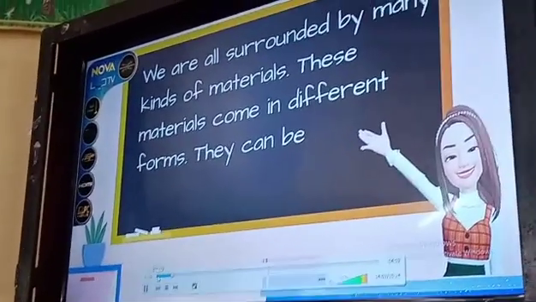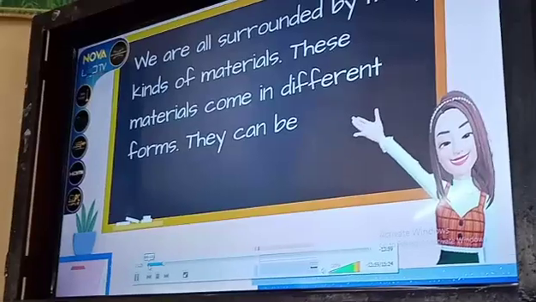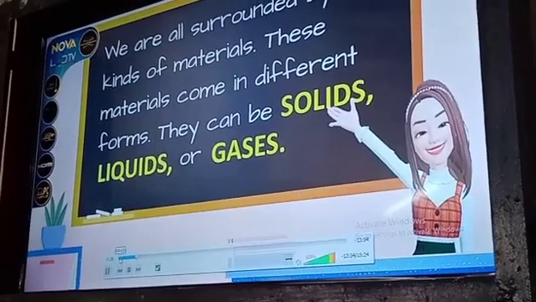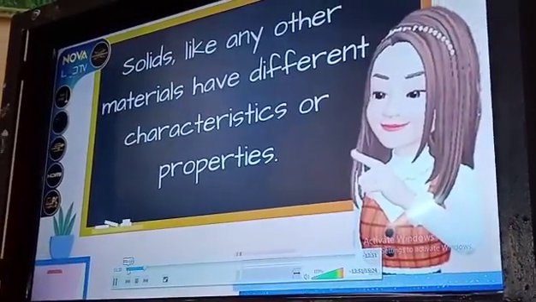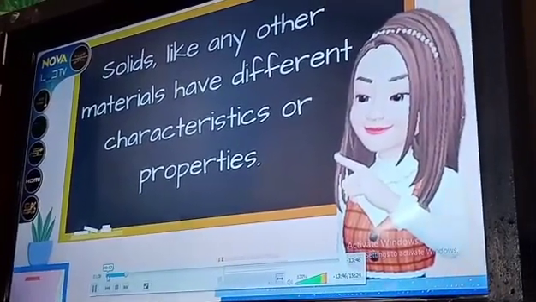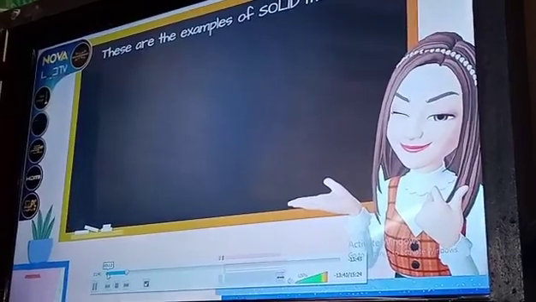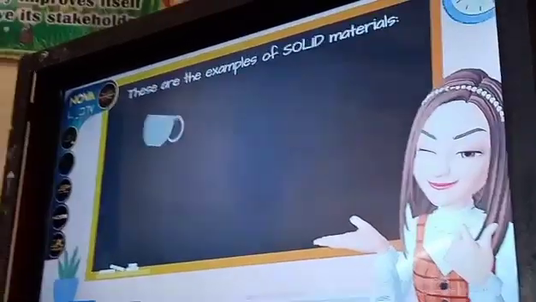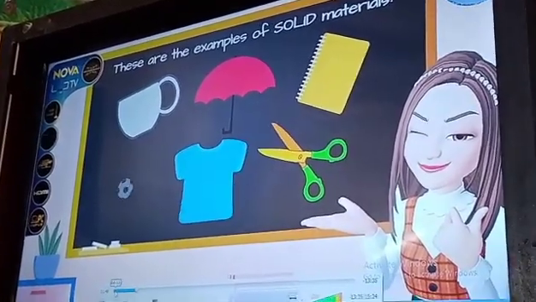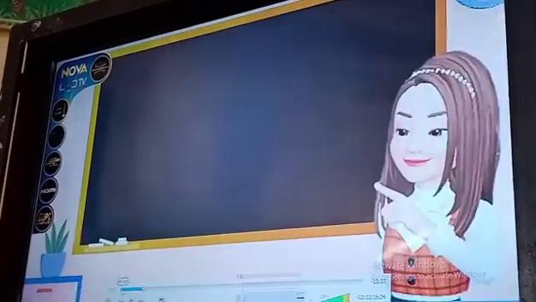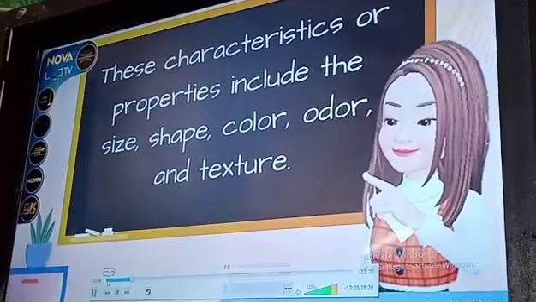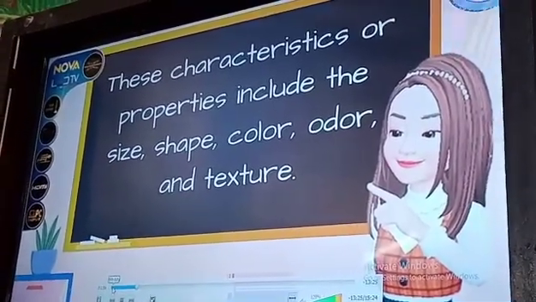We are all surrounded by many kinds of materials. These materials come in different forms. They can be solids, liquids, or gases. Solids, like any other materials, have different characteristics or properties. These are examples of solid materials: cup, umbrella, notebook, scissor, t-shirt, and ball. These characteristics or properties include the size, shape, color, odor, and texture.